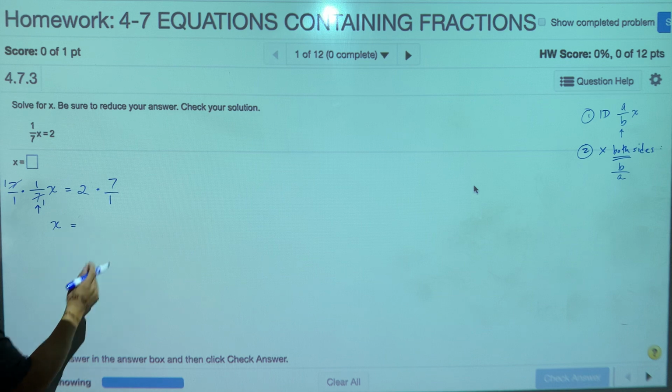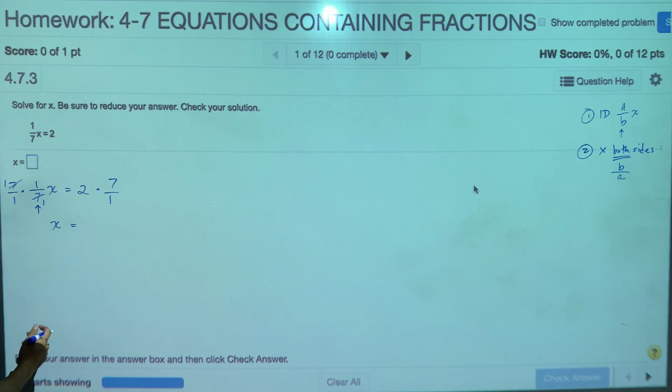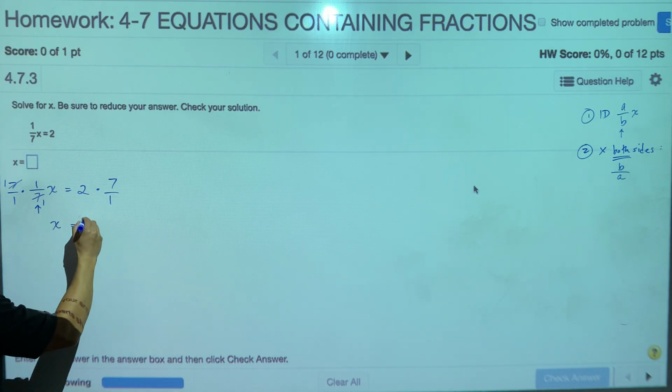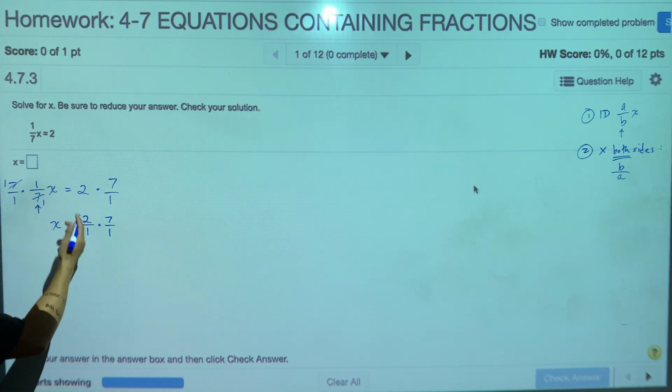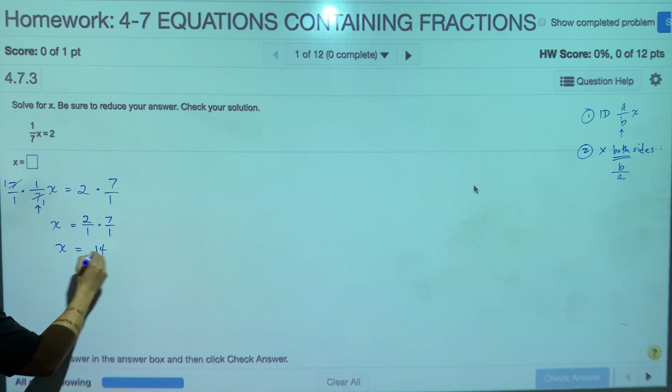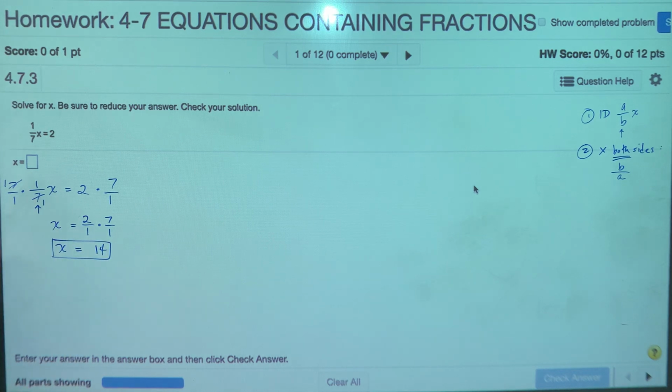Now over here, it's just a matter of remembering the rules for multiplying fractions. We know that we can rewrite this as 2/1 times 7/1. And obviously in this case, you could have just said 2 times 7. That would have been fine and ended up with 14. But I'm just writing it out to show everything.